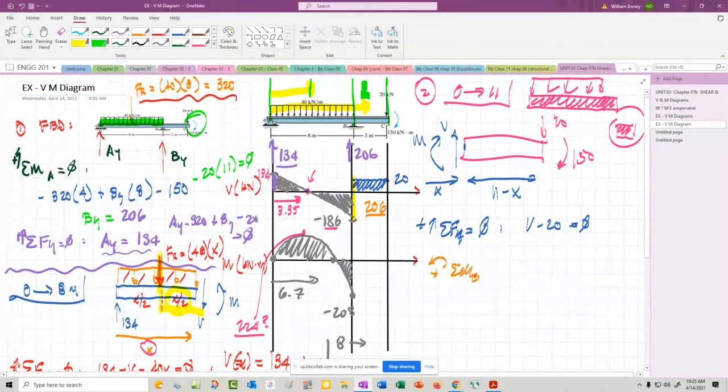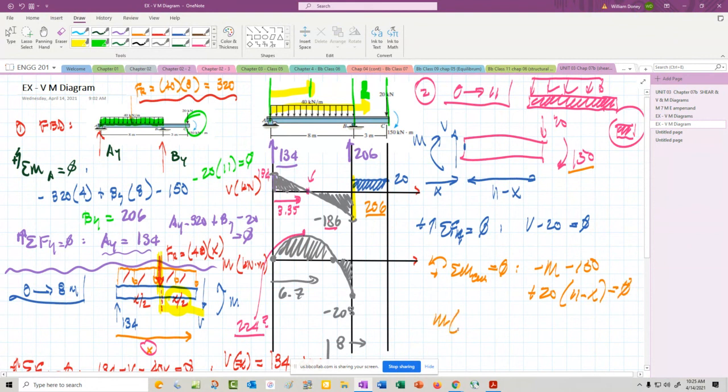All right, we sum the moments about the cut equal to 0. We're going to have minus M minus 150. Don't forget that on the end. And then we'll have the plus 20 times 11 minus x equals 0. We should get a moment function there that's going to equal 20x minus 370. We evaluate that at 8 and 11.